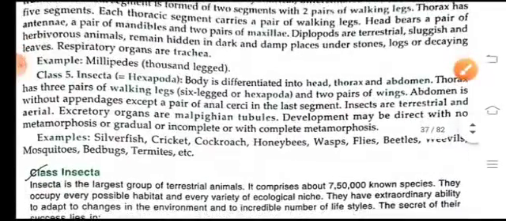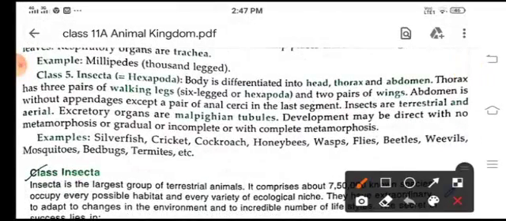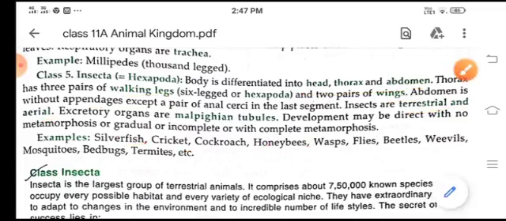Now the fifth class is Insecta, which is the largest group of terrestrial animals, and their body is divided into head, thorax and abdomen. Now they have 3 pairs of walking legs, 2 pairs of wings, and the abdomen is without appendages, and insects are terrestrial and aerial. Now the animals included in this are silverfish, cricket, cockroaches, honeybees and many more.